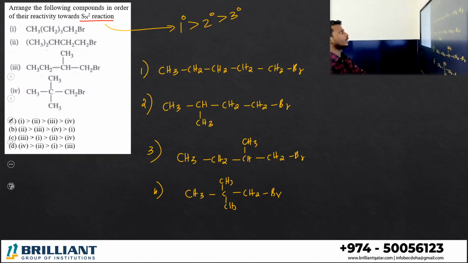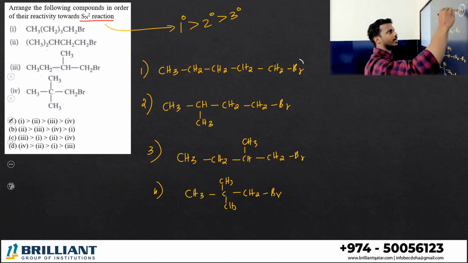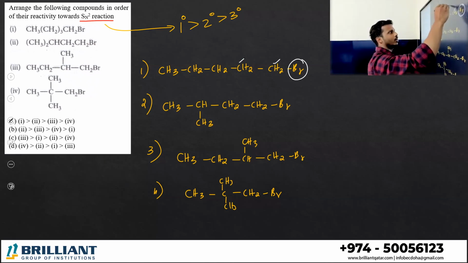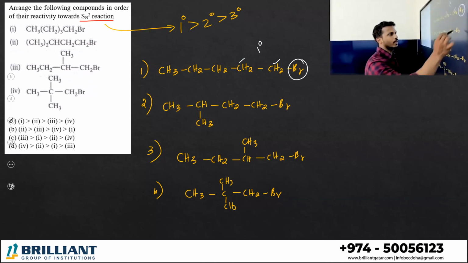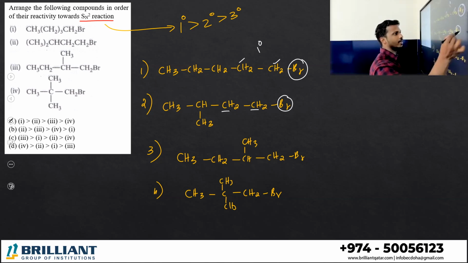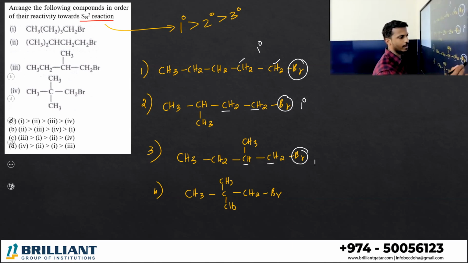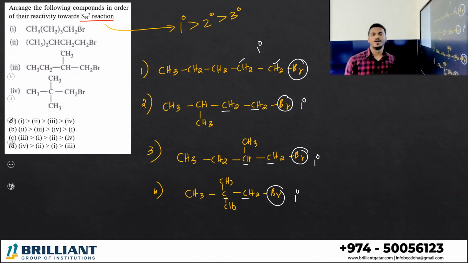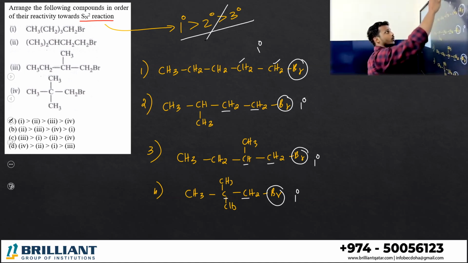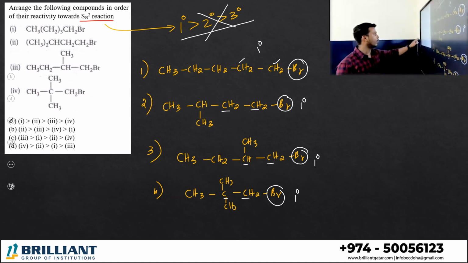What is the question? Arrange the following compounds in the order of their reactivity in the SN2 mechanism. Let's take it. Here the bromine-connected carbon is directly connected to 1 carbon, primary. Same for the second, third and fourth, all primary. Oh my god, all are primary, right? If all are primary, what do we have to do? We cannot use this method. So we can check it differently.